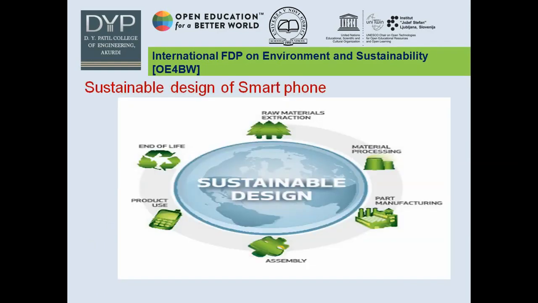In the same way, when we discuss sustainable design for the smartphone, there are six factors that are important for the sustainable design of a smartphone. They are raw material extraction, materials processing, part manufacturing, assembly, product use, and end of life. So these are the six elements or cycles that are useful to design a sustainable smartphone.